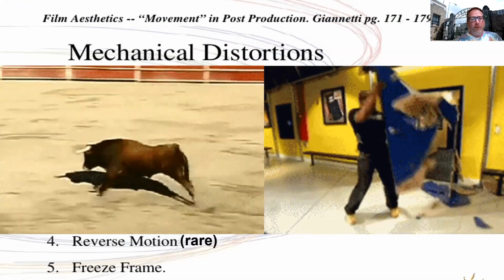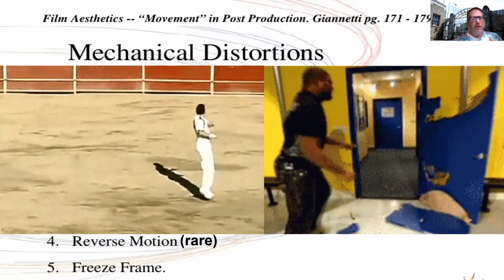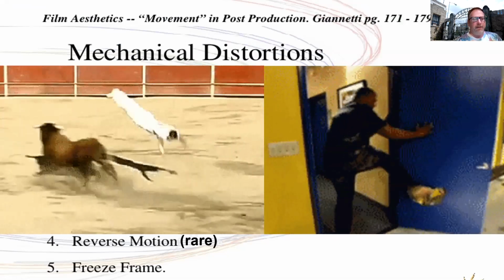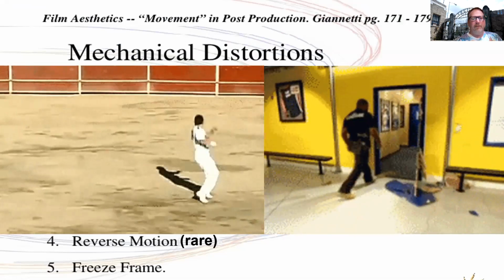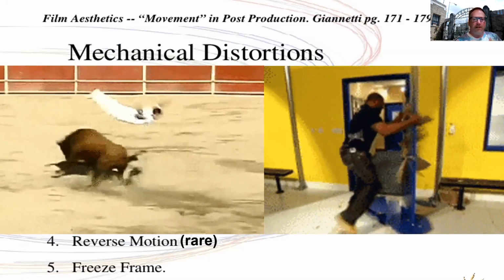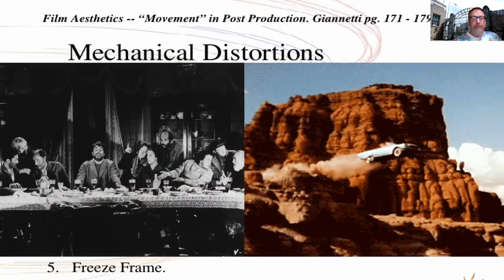Reverse motion, which is just rare, and we often always use this for a comical event. I mean, look, an amazing individual jumping over a bull, that just doesn't happen. And we have the same thing with the individual putting a door together rather than beating the door up within the process. We seldom use this, and when we do, it's almost always comedy.